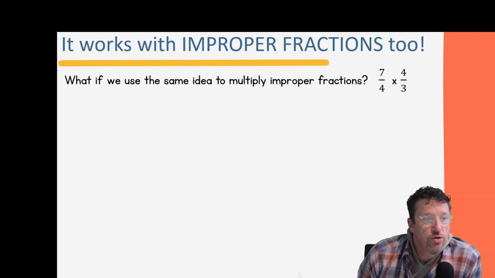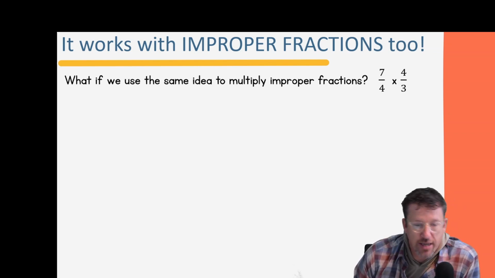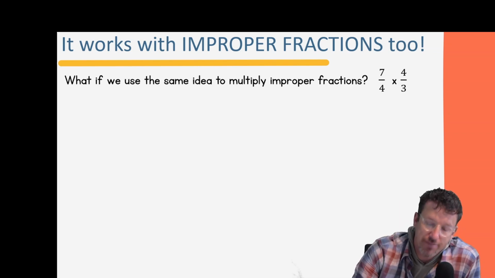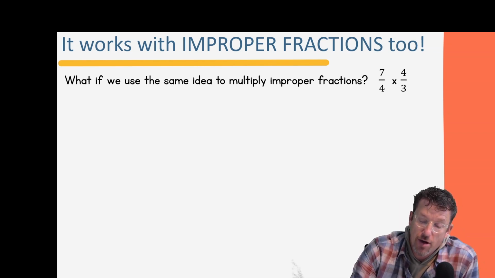It's not following the rules. It's like stepping on the cracks on the side. No, improper fraction means that there are more parts than there are in the whole.